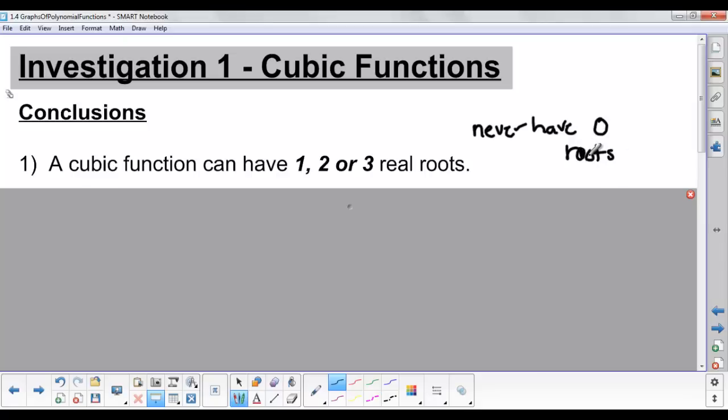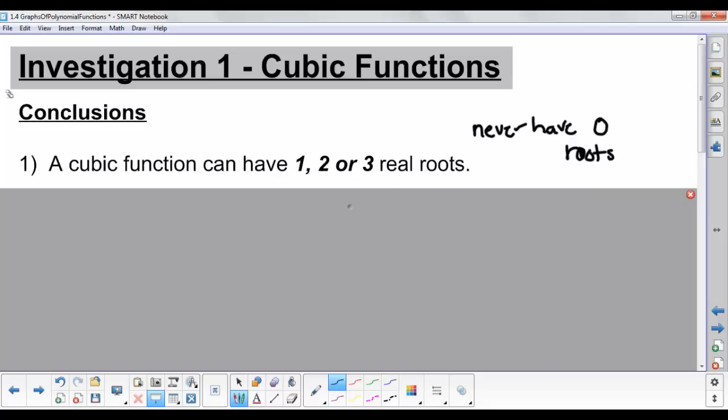And that's just because of the end behavior of the graph. As you noticed, one end of the function diverges to positive infinity, while the other end diverges to negative infinity. So one end rises while the other end falls. And so because of that, you must cross the x-axis.